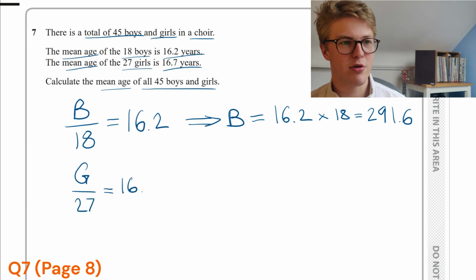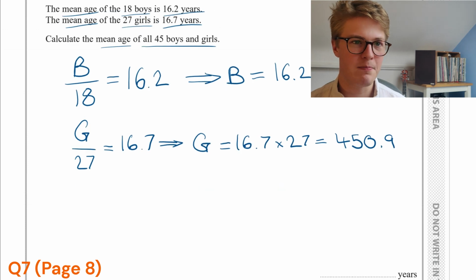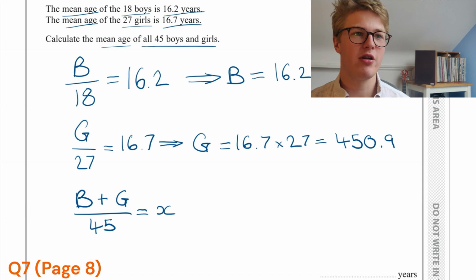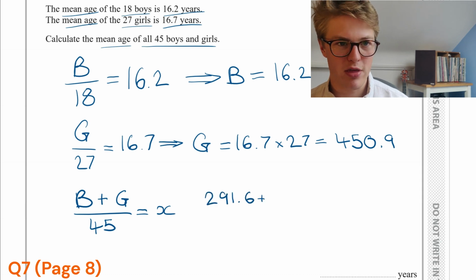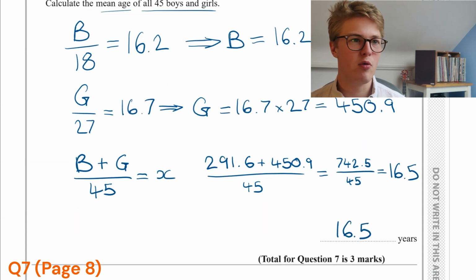Then we have g over 27 is equal to 16.7, where g is the sum of all the ages of the girls. g is equal to 16.7 times 27 when we rearrange our equation, and that gives us 450.9. We then add the ages of the boys and the girls, which is going to be 291.6 plus 450.9, and divide it by 45, which is the number of boys and girls. This leaves us with 16.5 as our mean for all of the choir.